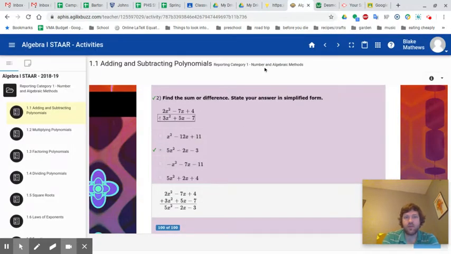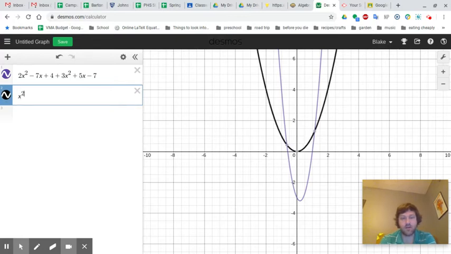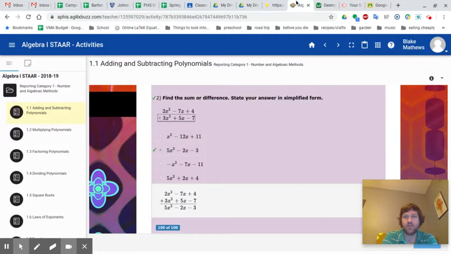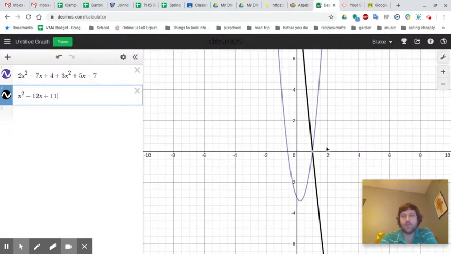We'll start with the first one: x squared minus 12x plus 11. I think I messed that up, so let me check. Minus 12x plus 11. I did it right. Okay, so these graphs do not match. The black and the purple are different, so that can't be it.